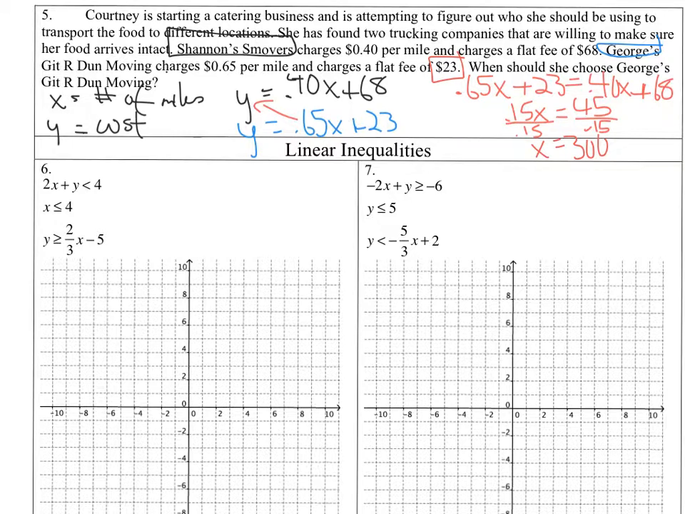If I graphed these, George's would start down here, Shannon's would start up here, and they'd cross at 300 miles. So I would use George's for less than 300 miles. That's a lot of miles. Who knows where this food's going? Maybe it's going across the country.